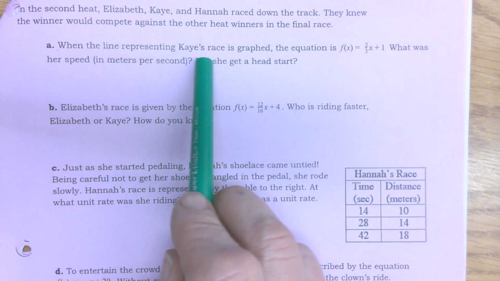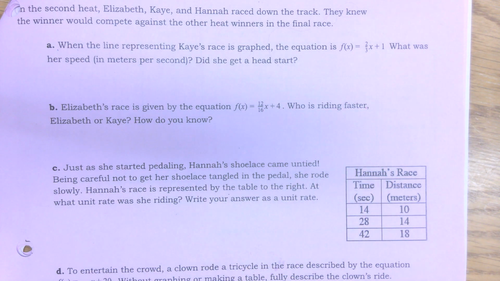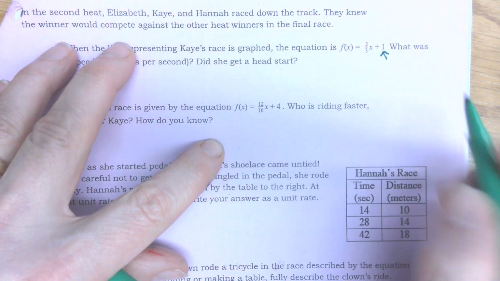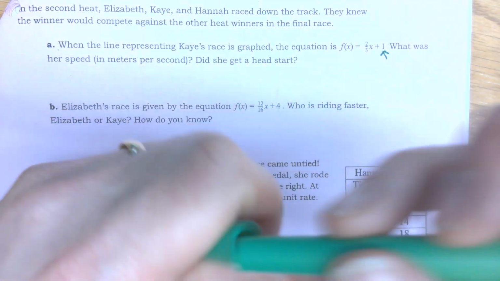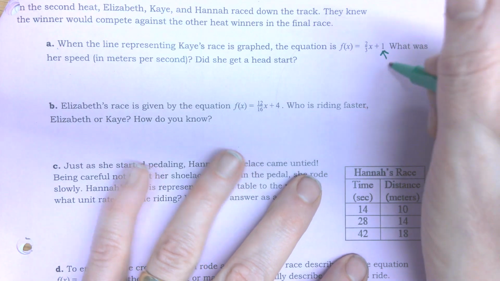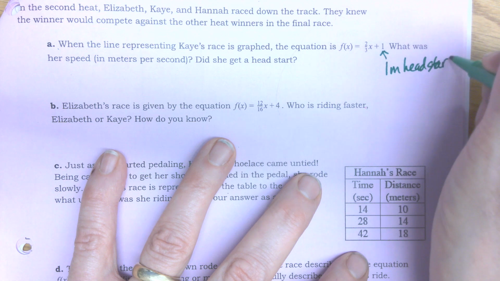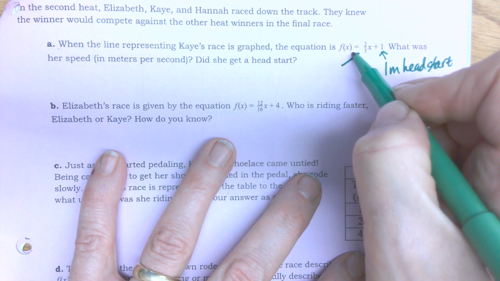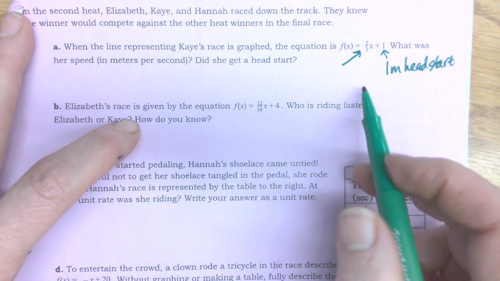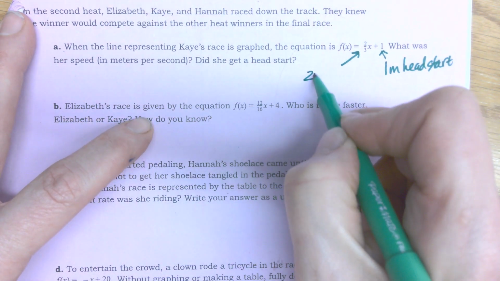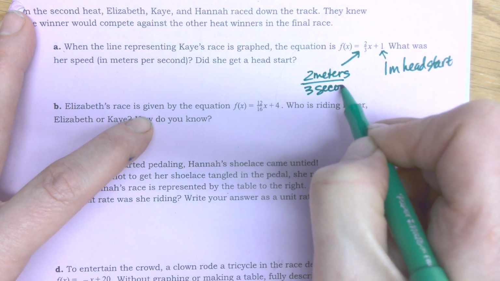Okay, so when the line representing Kay's race is graphed, this is the equation. Tell me what this means. What does this 1 mean? That means she got what kind of head start? 1 meter head start, yep. How do I interpret the 2 over 3? You got 2 meters every 3 seconds. Excellent.